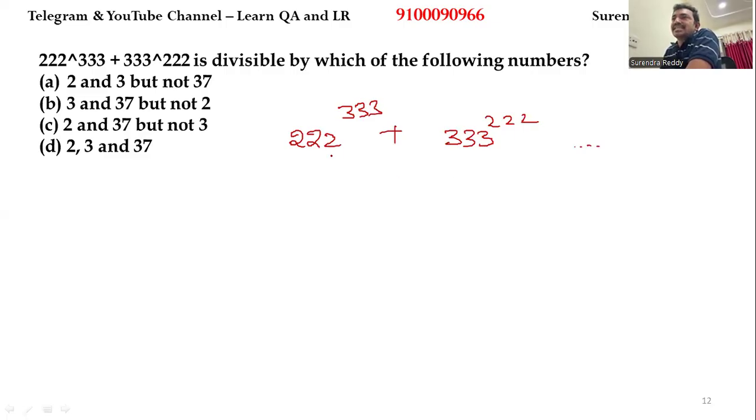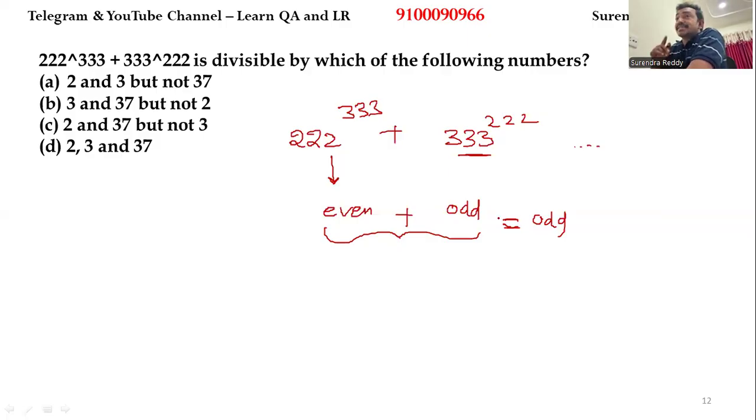Dear students, an even number raised to any number is always an even number. True. An odd number raised to any odd number is always an odd number. What is even plus odd? Odd. So an odd number cannot be divisible by 2. Now, why did I get such an idea? Because I see the number 2 in most of the options.